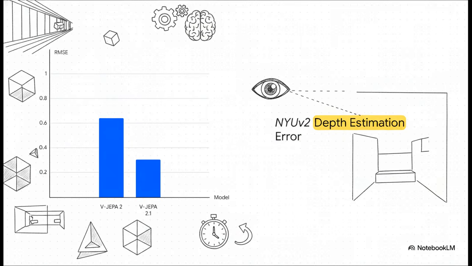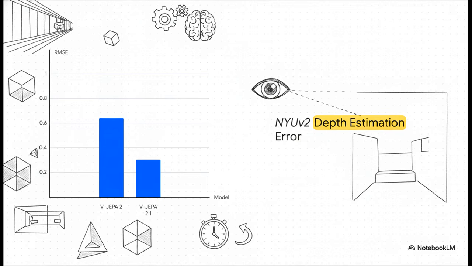Drilling down into the specific benchmarks, the numbers are just striking. Take linear probe monocular depth estimation on the NYUV2 dataset, where you want a lower root mean square error. V-JEPA 2.1 drops the error rate from 0.642 all the way down to 0.307.